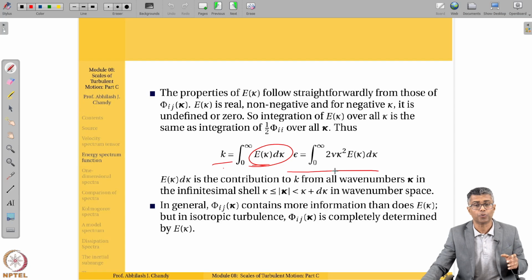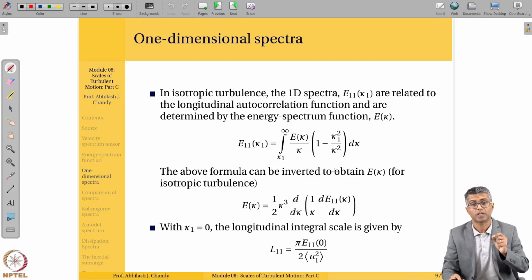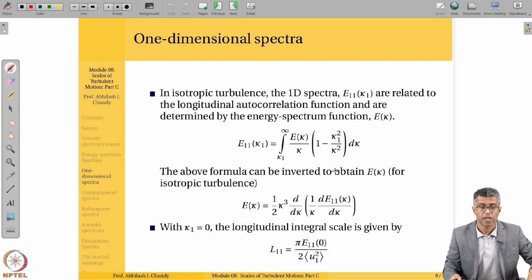Today, we are going to be dealing with the 1D spectrum. So let's consider isotropic turbulence. It is easier to consider these functions in isotropic turbulence just to gain a better understanding. But obviously, this applies to other flows as well.